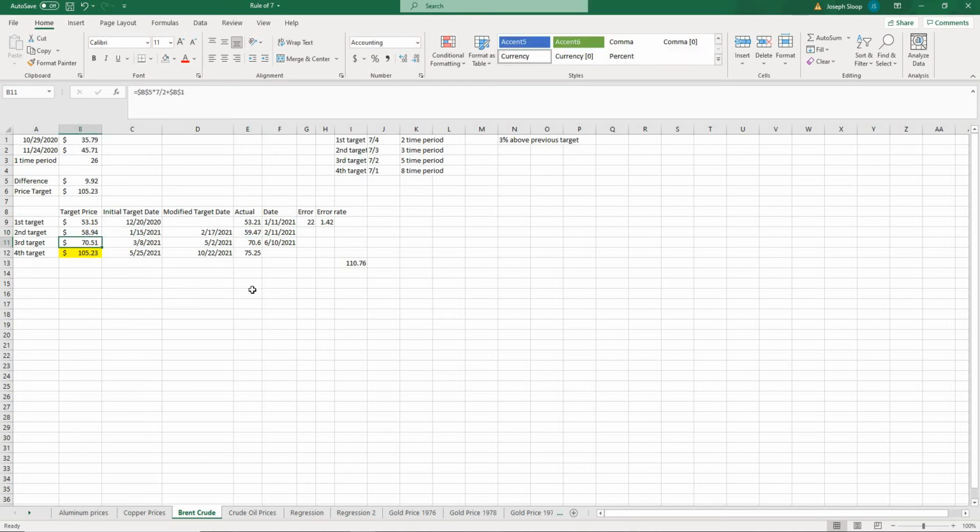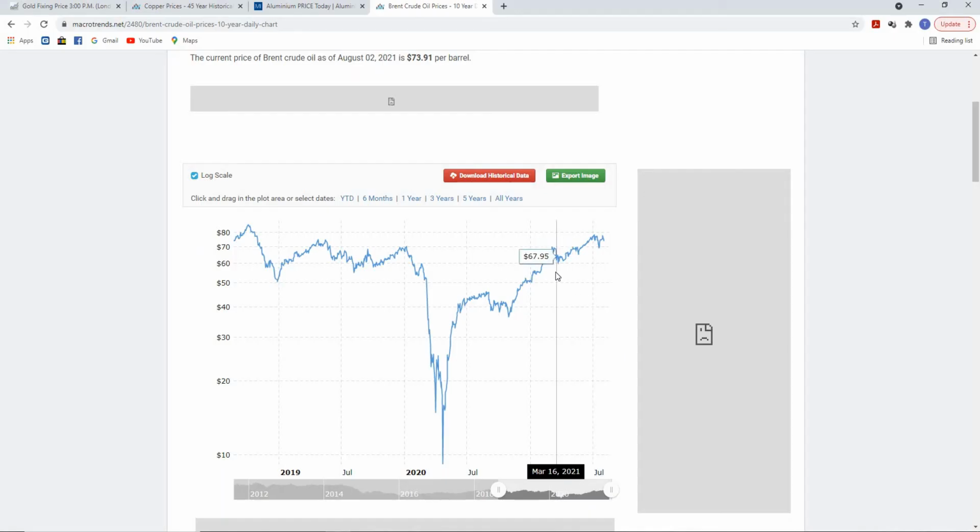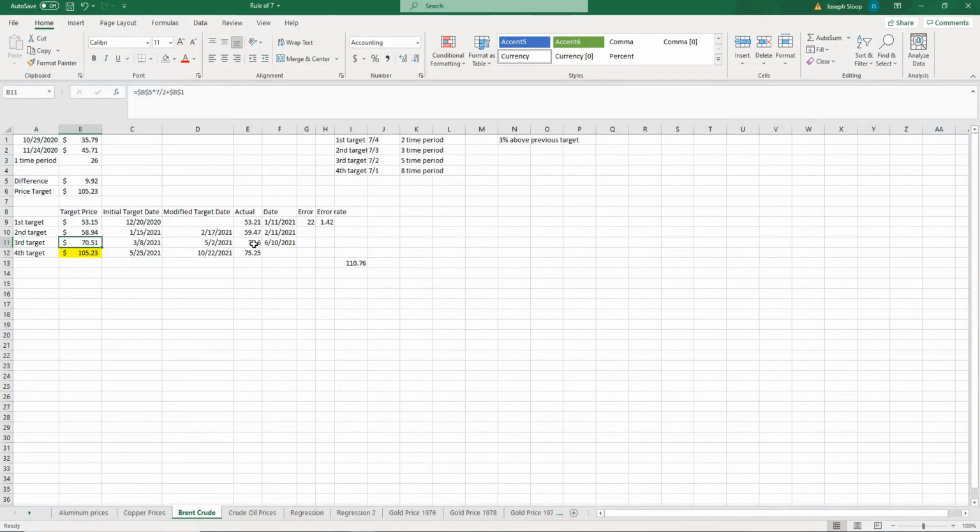So the third target kicked in. Okay, and it said that on about May 2nd, we're going to hit $70.06. Well, we didn't hit it on May 2nd, but we did hit it in June. So in early June, we sure enough surpassed that $70.06. So that means we're looking for the $105.23, and according to this modified target date, it looks like we're going to hit it probably about 10/22. So, that's another thing that remains to be seen.